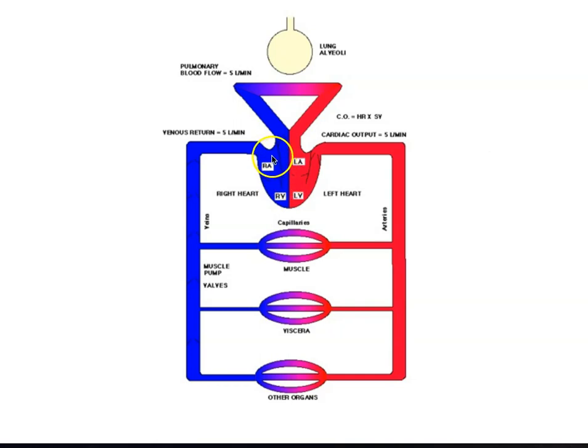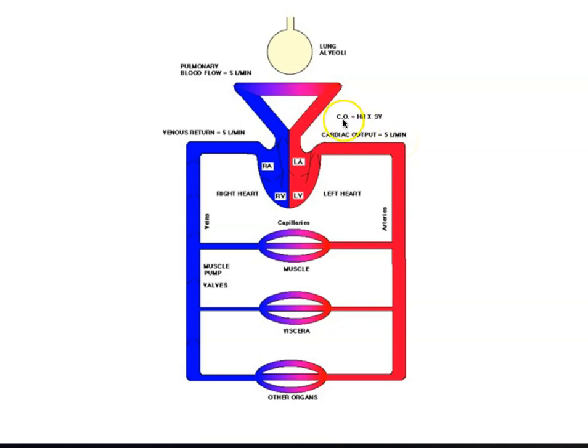So, I put down the venous return is 5 liters per minute. We said every minute your entire blood volume is going to be recirculated. So the blood coming into the right heart is 5 liters per minute. The blood coming out of your left heart is 5 liters per minute.